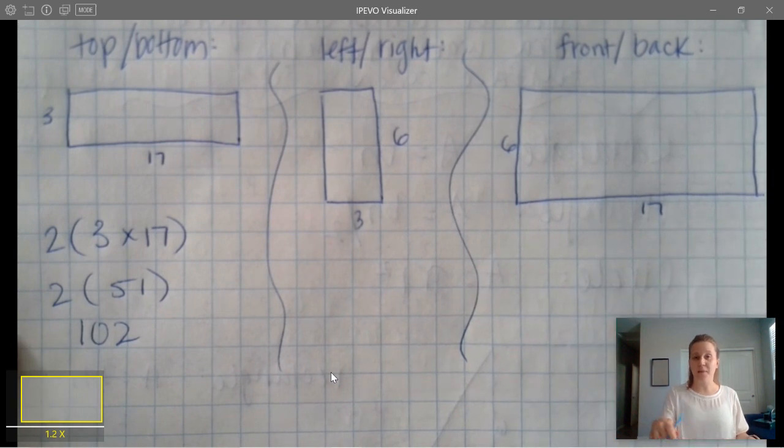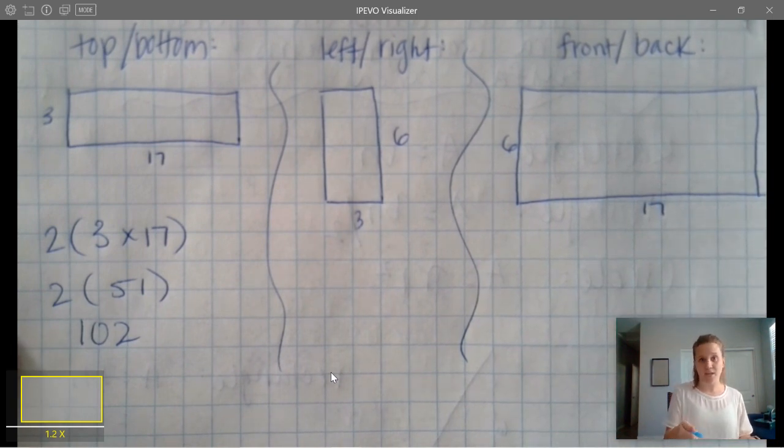Same thing for the other faces. Go ahead and work at your own pace. I'm going to keep my work up so you can check to make sure you got it, but go ahead and finish the rest on your own.